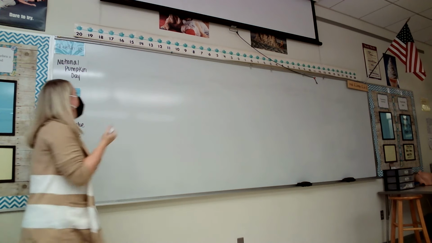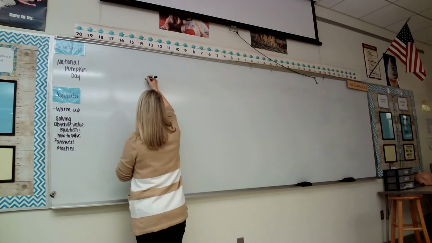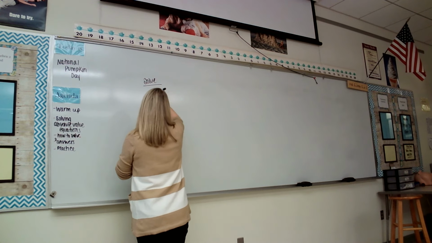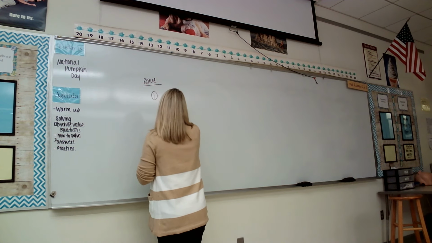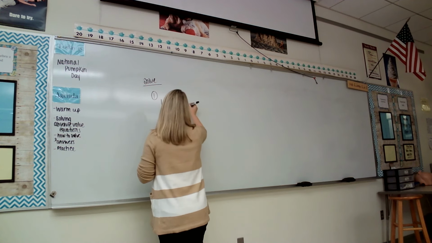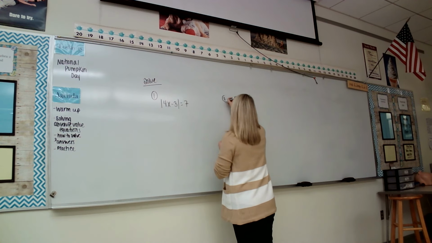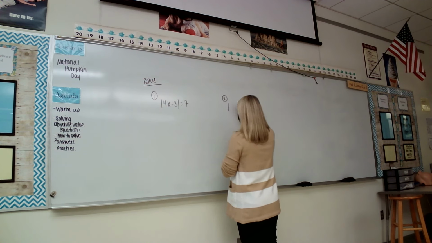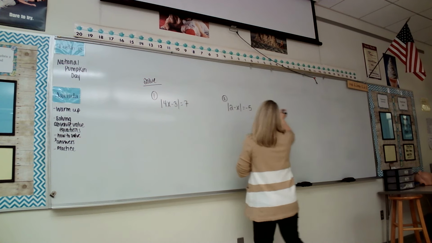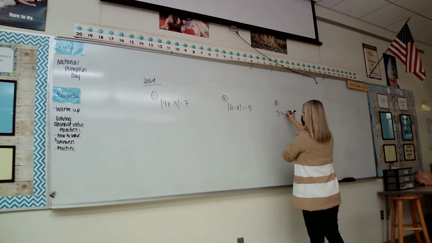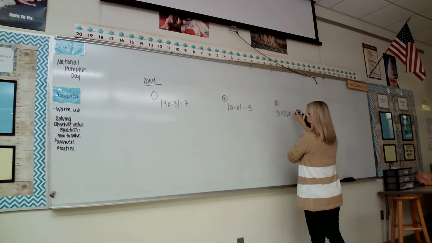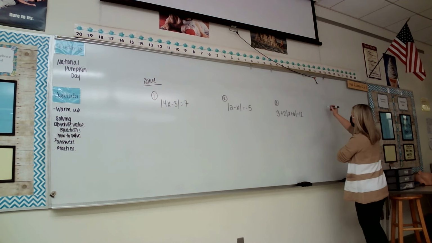All right, so here's some practice problems. I'm just gonna say to solve. Let's do the absolute value of 4x minus 30 equals 7. Of 2 minus x equals negative 5. 3 plus 2. And one more.